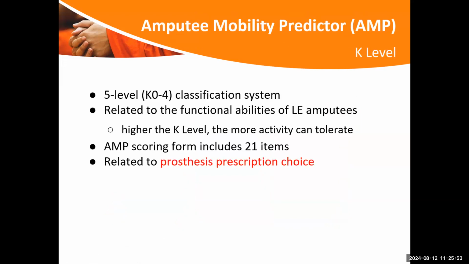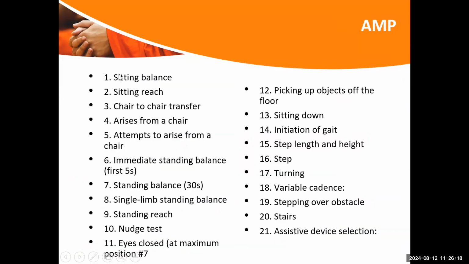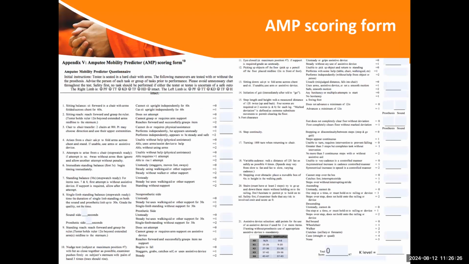But before they measure the prosthesis, usually the P&O or us will use the AMP. AMP is a 5-level classification from K0 to K4. Actually, it is like a scoring system. This is quite small, but it measures 21 functional tasks, and then it will have a score. Not sure whether you can see. Actually, K0 means a very low score, and K4 means a higher score.